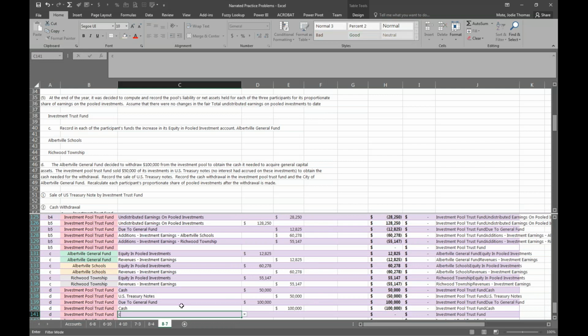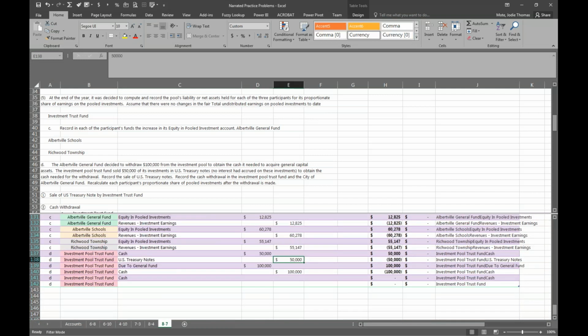Now we're going to record the receipt of the cash in the, again, it looks like I have put too many rows here. This is supposed to be general fund. Let's do that. This is record receipt of the cash in the general fund, and it's 100,000, and this is 100,000. Sorry. Okay. So that's D. All right.